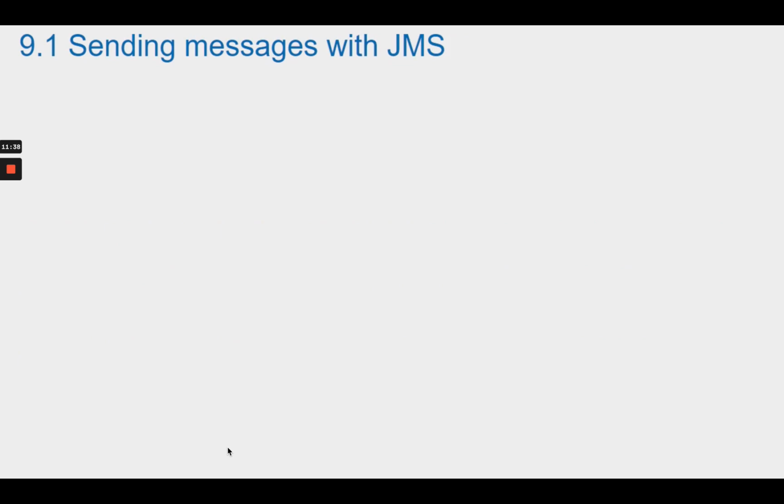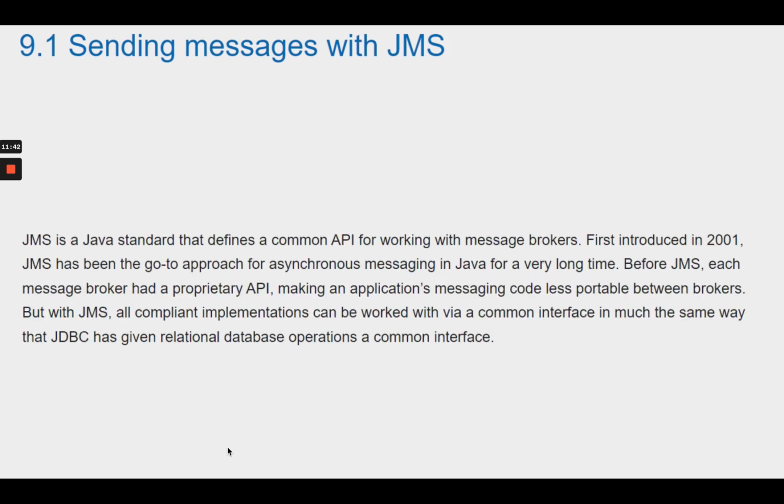Section 9.1, Sending Messages with JMS. JMS is a Java standard that defines a common API for working with message brokers. First introduced in 2001, JMS has been the go-to approach for asynchronous messaging in Java for a very long time. Before JMS, each message broker had a proprietary API, making an application's messaging code less portable between brokers.